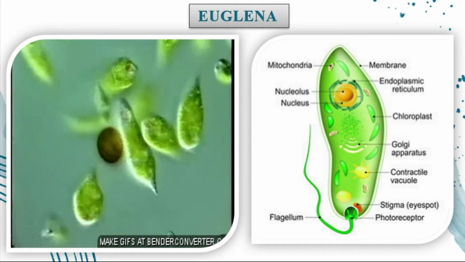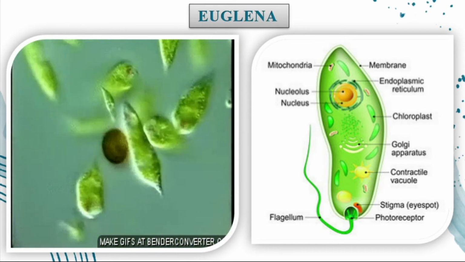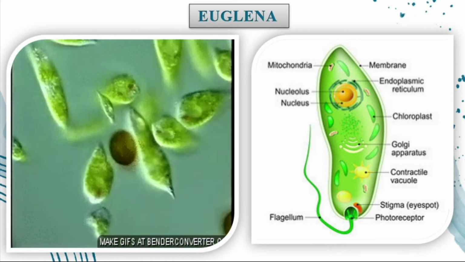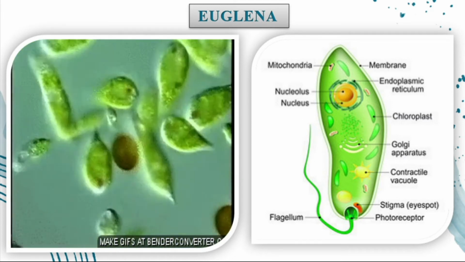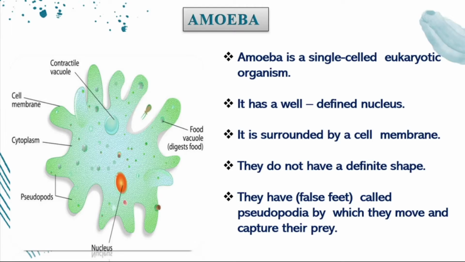In Euglena, two types of nutrition occur. Sometimes it is autotrophic and sometimes heterotrophic. Yes, it can do both in its body. Amoeba. Amoeba is included under the kingdom Protista. It looks like a single-celled eukaryotic organism. Amoeba is a single-celled eukaryotic organism.